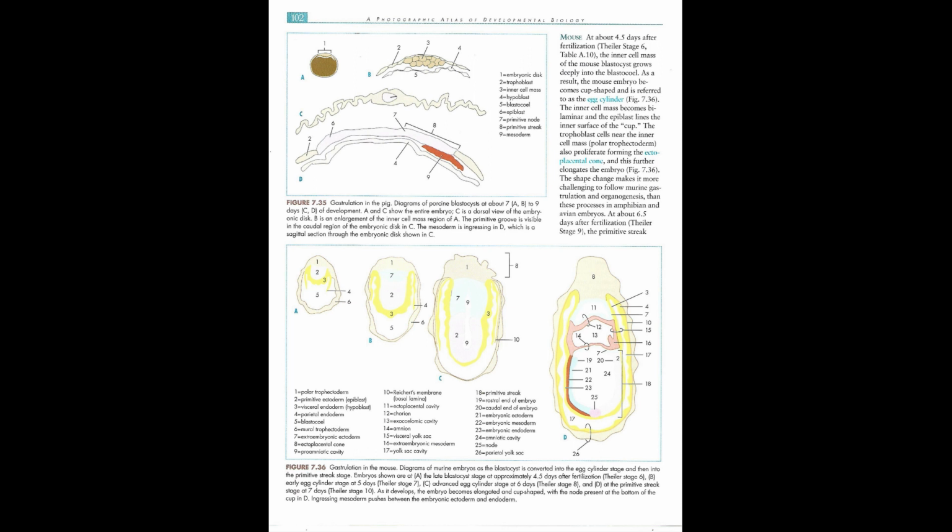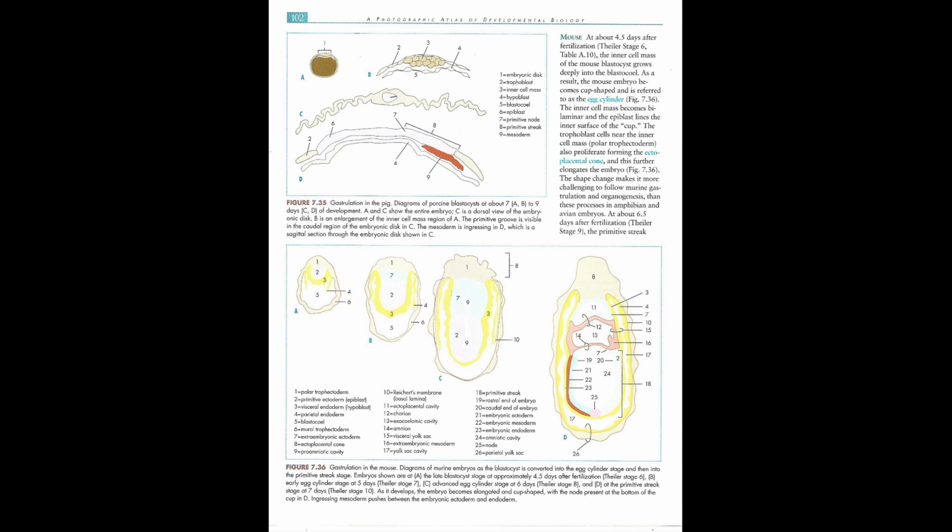The inner cell mass of the mouse blastocyst grows deeply into the blastocoel. As a result, the mouse embryo becomes cup-shaped and is referred to as the egg cylinder, Fig 7.36. The inner cell mass becomes bilaminar and the epiblast lines the inner surface of the cup. The trophoblast cells near the inner cell mass, polar trophectoderm, also proliferate forming the ectoplacental cone, and this further elongates the embryo, Fig 7.36. The shape change makes it more challenging to follow murine gastrulation and organogenesis than these processes in amphibian and avian embryos.